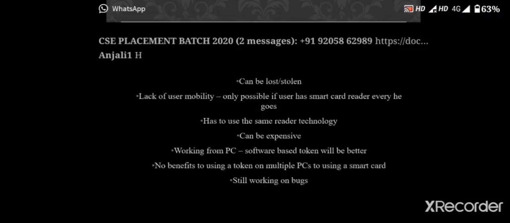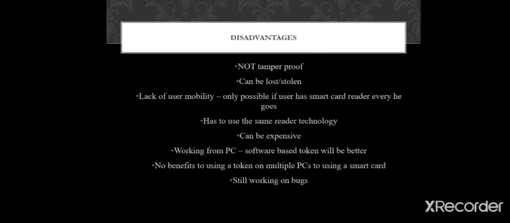Advantages of a smart card: it is flexible. It can be used very easily. It is secure because only an authenticated person can use it. It is portable, he can take it anywhere, it has increased data storage capacity, and it is reliable. Disadvantages: not tamper-proof, can be lost or stolen. Lack of user mobility, has to use the same reader technology, can be expensive. For working from a PC, a software-based token will be better. No benefit to using a token on multiple PCs over using a smart card.